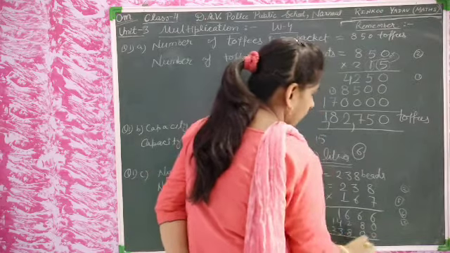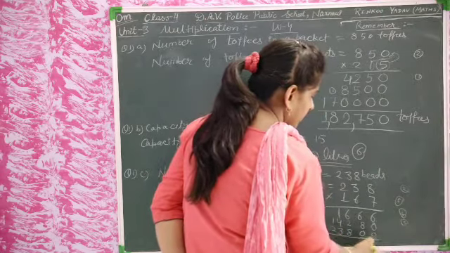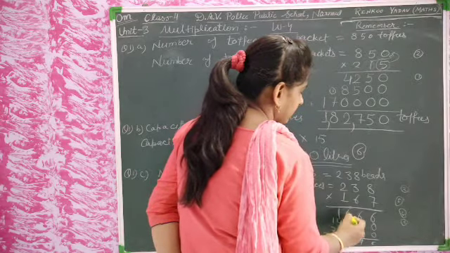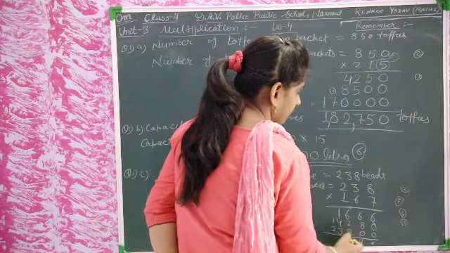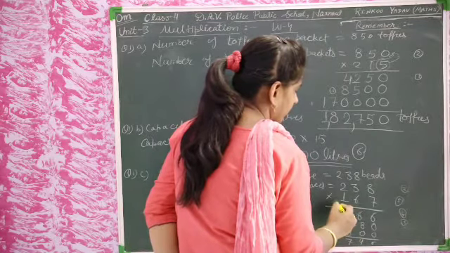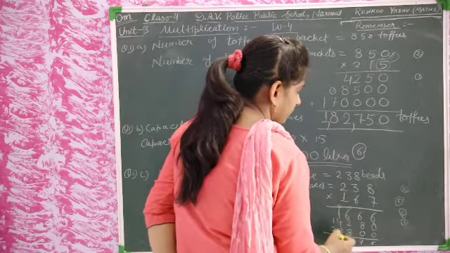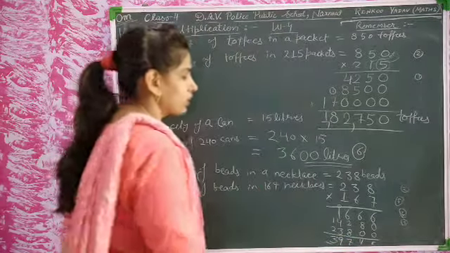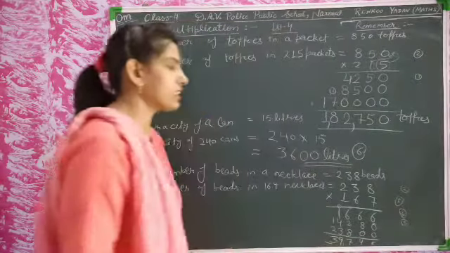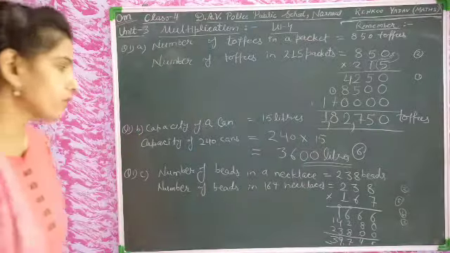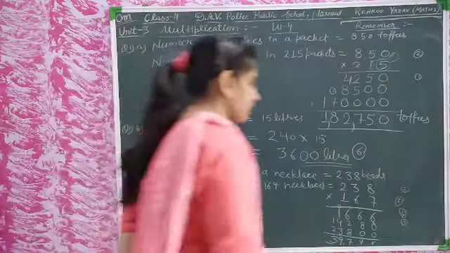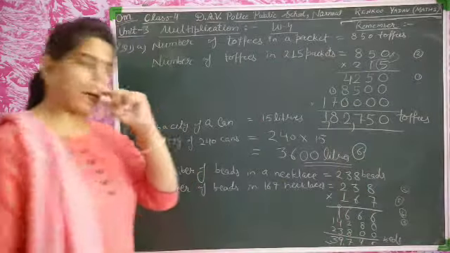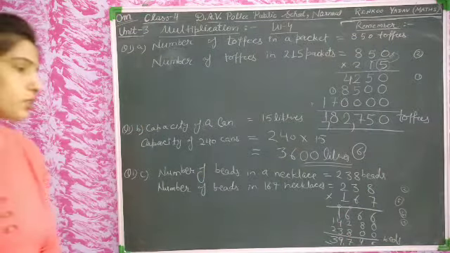Now we will add all these numbers. This is 6, 8 plus 6 is 14, and 1 carrying there. 6 plus 2 is 8, plus 1 is 9, 9 plus 8, that is 17. 1 is carrying there. 1 plus 1 is 2, plus 4 is 6, plus 3 is 9, 2 plus 1 is 3. 39,746 beads do 167 necklaces have. Is this clear, students?